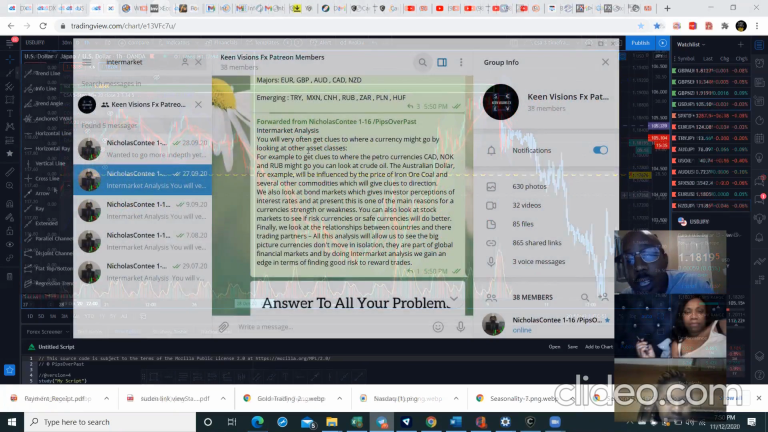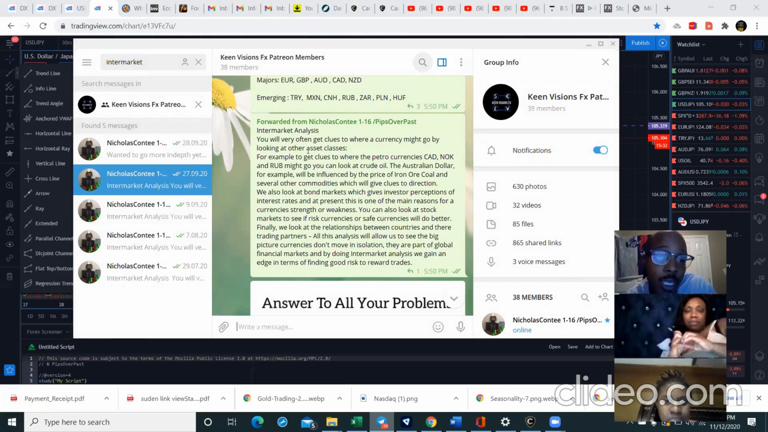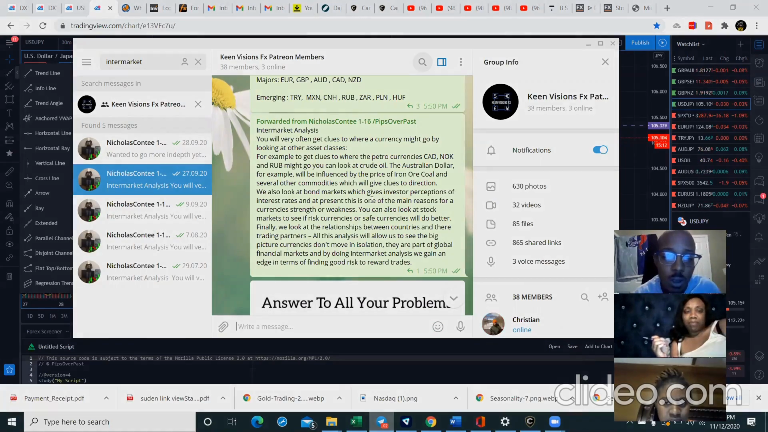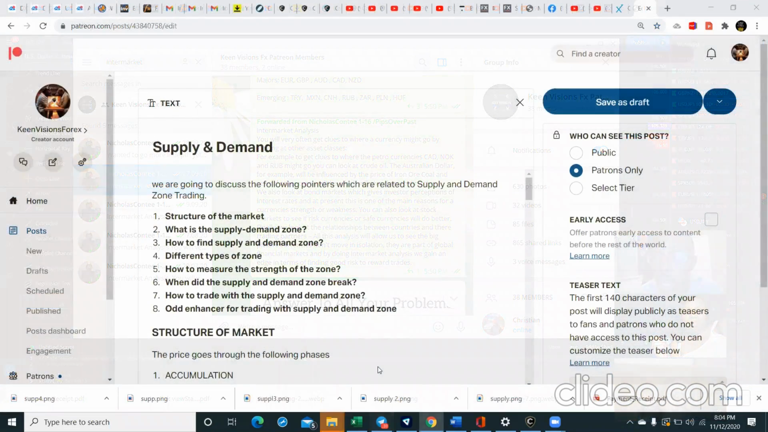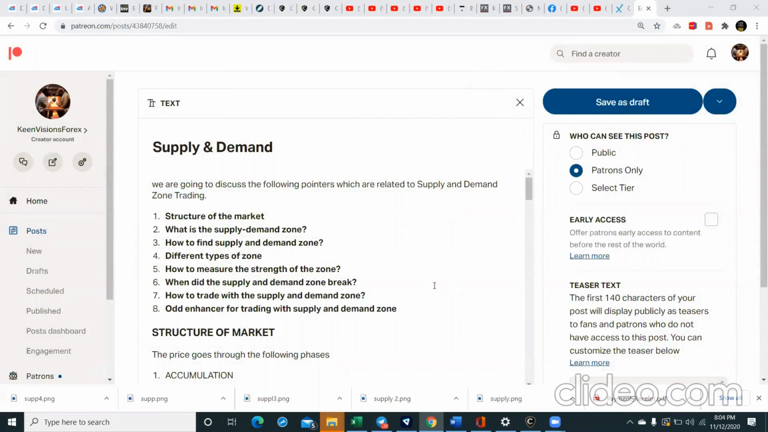Clues to where currency may go by looking at other asset classes. For example, clues to where petrocurrencies like CAD, NOK, the RUB. You notice how we're just saying one currency, not the pair. You can get an understanding of where they might go by just looking at oil. So if oil's going down, CAD is going to be going down because they're tied to oil. So I'm already knowing the elements of what makes a successful trader or a robust trading system.